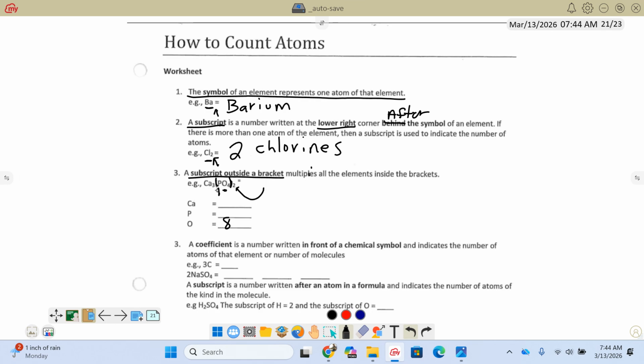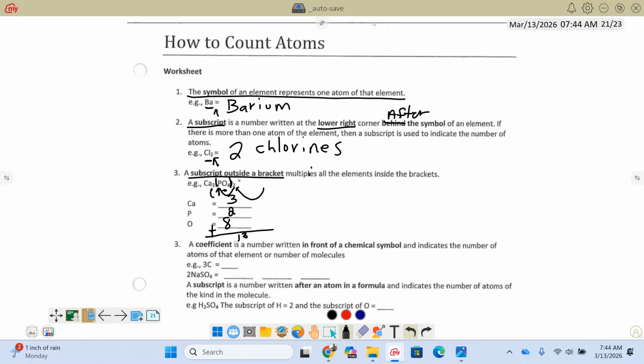The phosphorus is the letter P, and because there's only one phosphorus, 2 times that one phosphorus gives us 2 phosphorus atoms. So subscripts outside brackets distribute and multiply to everything inside the bracket. Calcium's easy because the subscript is 3, therefore it's 3 calcium atoms. We would total those up. You could add them all up if you were asked to give the total number of atoms. In that case, it would be 13.